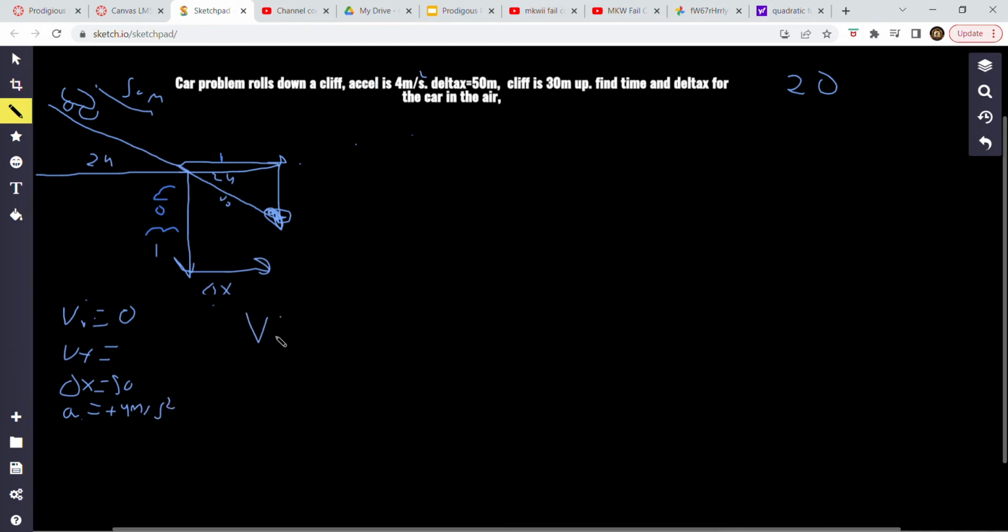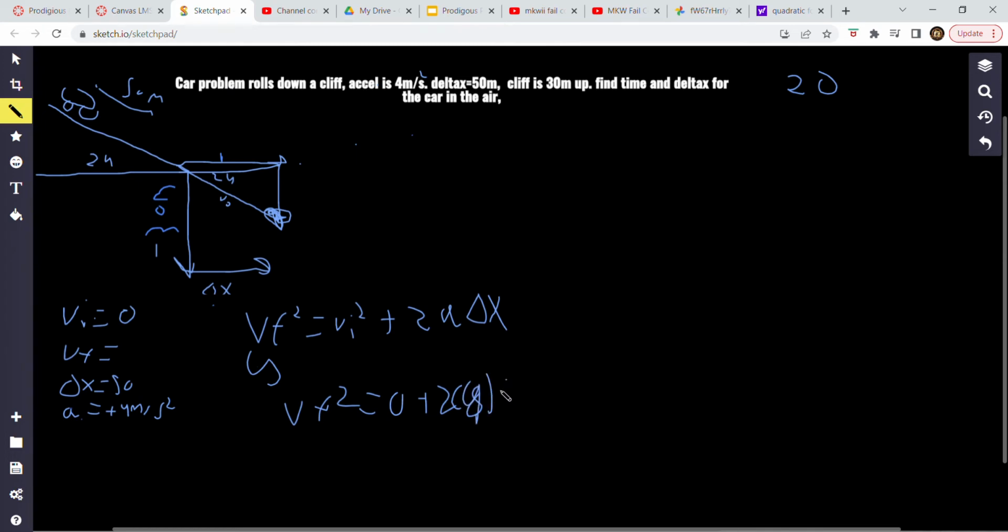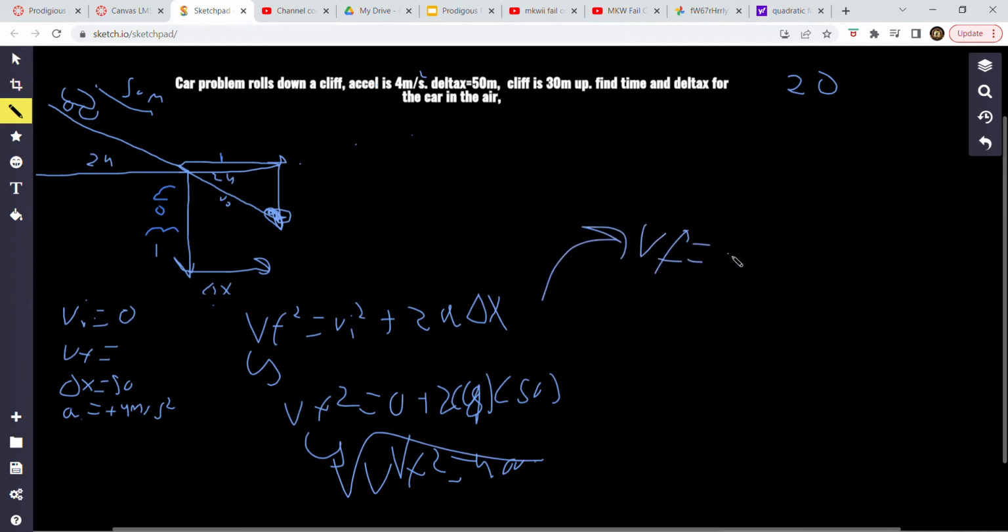So what we can do is get VF squared is equal to VI squared plus 2a delta x. When we plug that in, we get VF squared is equal to 0 plus 2 times 4 times 50. That gives VF squared is equal to 400. Square root both sides, and we get VF is equal to 20 meters per second. So that's going to be our V naught. So we're just going to write 20 there.